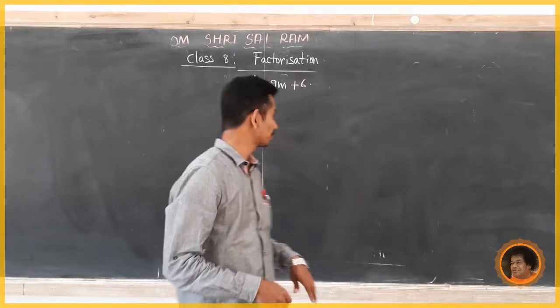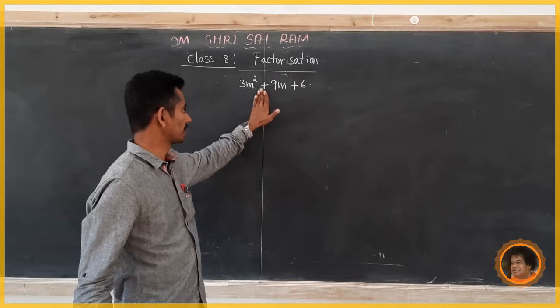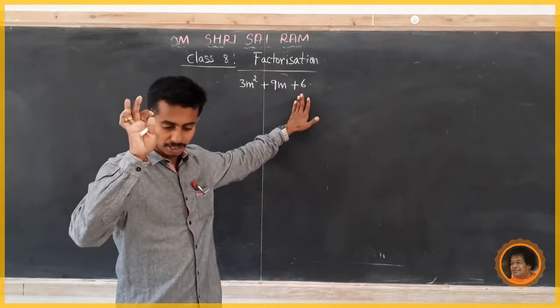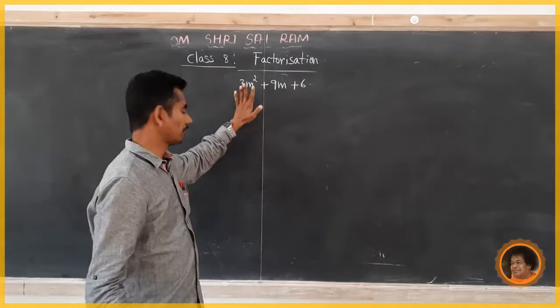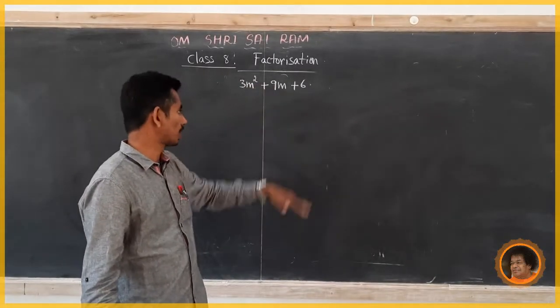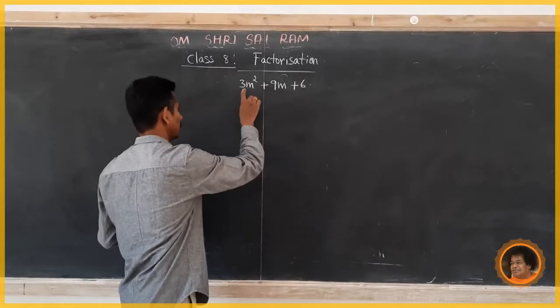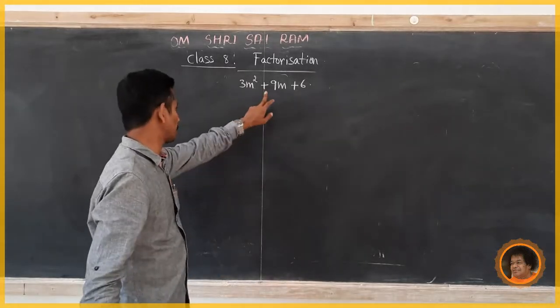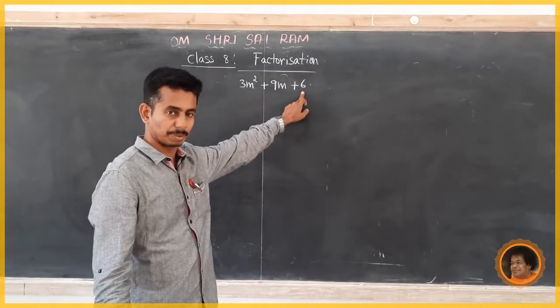Next example is, find the factors of 3m squared plus 9m plus 6. Find the factors, it is factorize. Find the factors or factorize 3m squared plus 9m plus 6. Before that, 3m squared plus 9m plus 6 is the given algebraic expression.